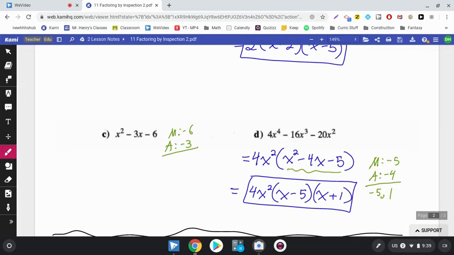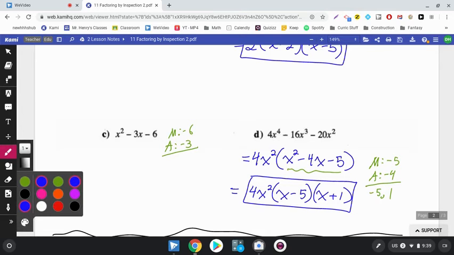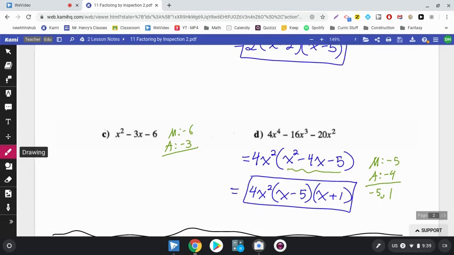And if I'm looking at C, and maybe you guys looked at it too, I need to multiply to negative 6 and add to negative 3. Well, this is like one of the examples we looked at yesterday. That is not possible. So this thing is actually not factorable. I can't do that. Those numbers don't exist.